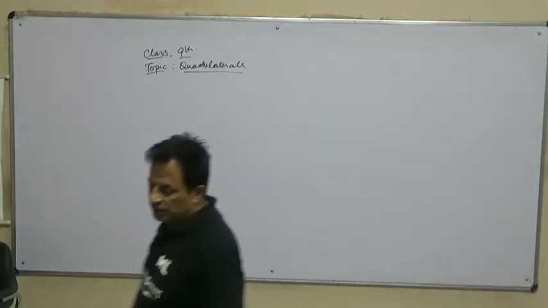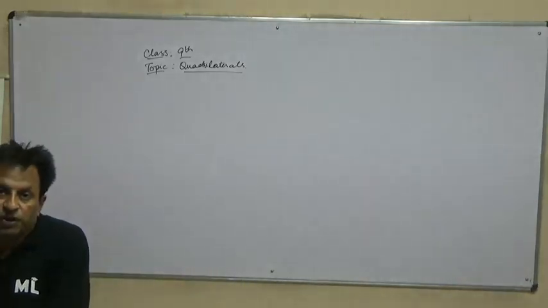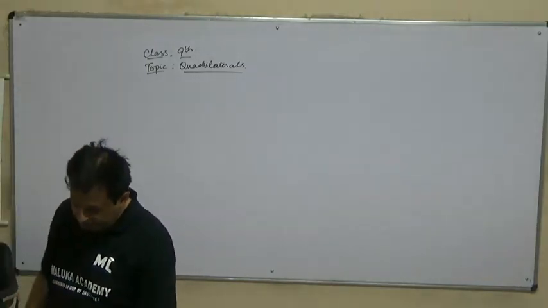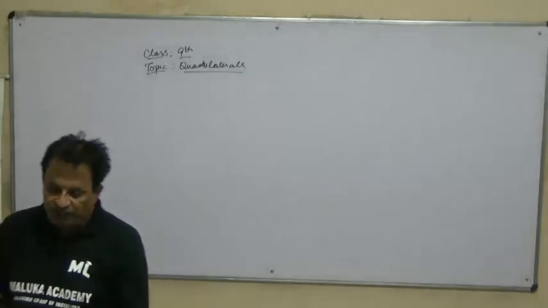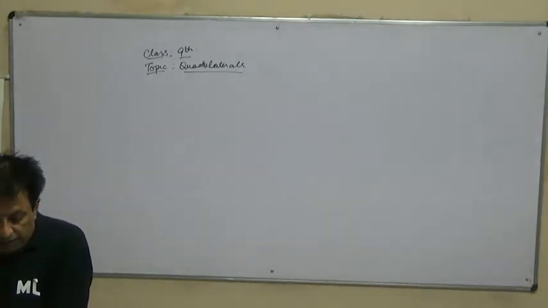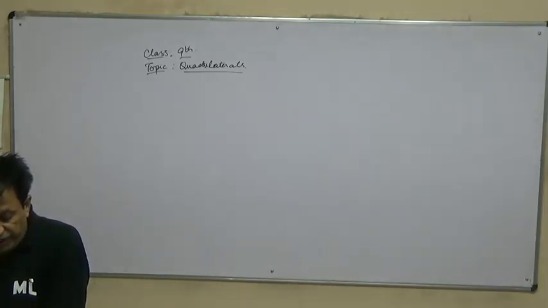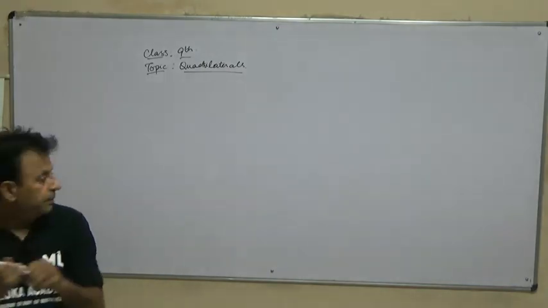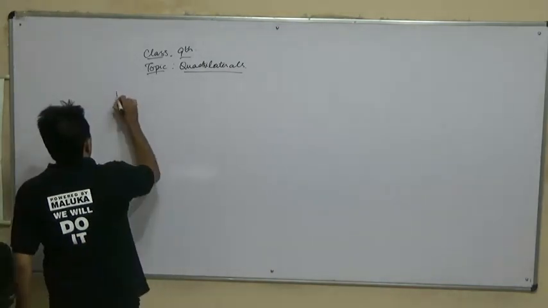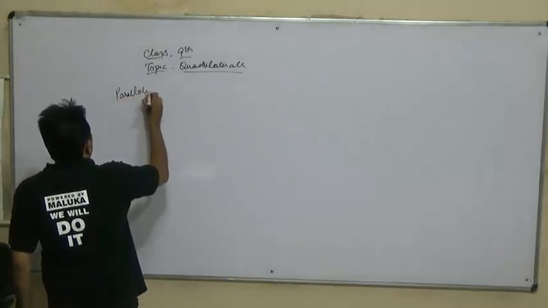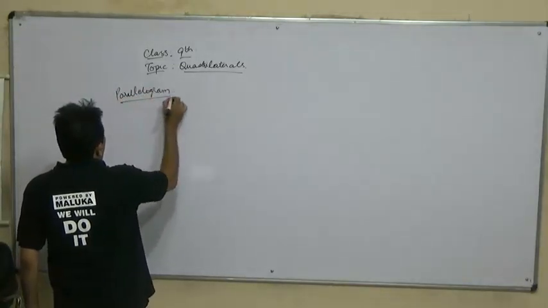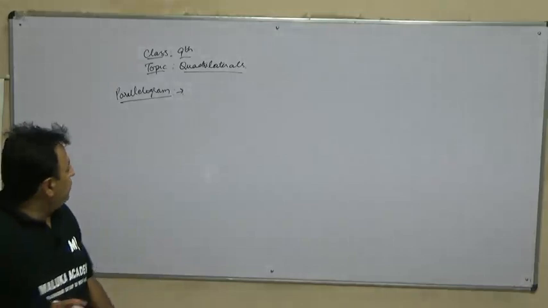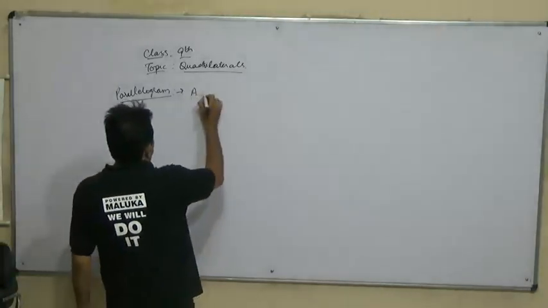Then next, we do certain properties of the parallelogram. The first property of the parallelogram is very easy, and we have already proved these types of things in the congruency of triangles. The property is: a diagonal of a parallelogram divides it into two congruent triangles. So yesterday we did the definition of the parallelogram, in which opposite sides are parallel.